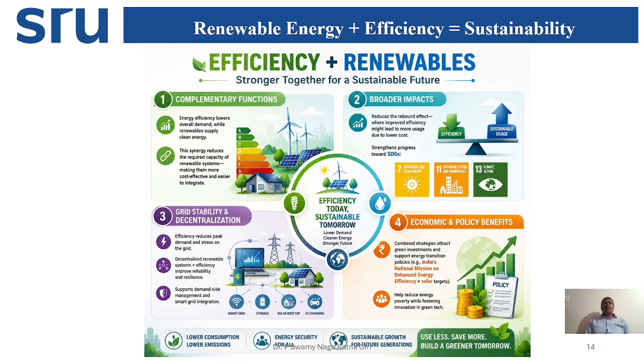So what sort of things do we have to encounter in the complementary? We have the border impacts, and we have to reduce the rebound effect, where efficiency meets sustainability usage. SDG numbers 7, 11, and 13 will be the most useful. Efficiency today is always the betterment of sustainability for tomorrow. Grid stability and decentralization also act as more integration, and efficiency brings economy and policy benefits. So use less and save more is the concept of renewable energy plus efficiency, equivalent to sustainability for the future generation.